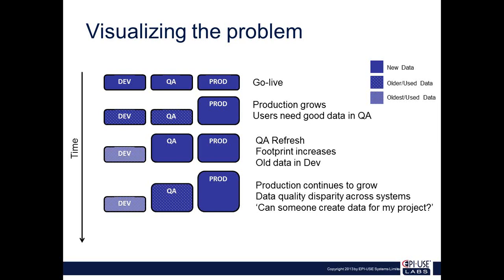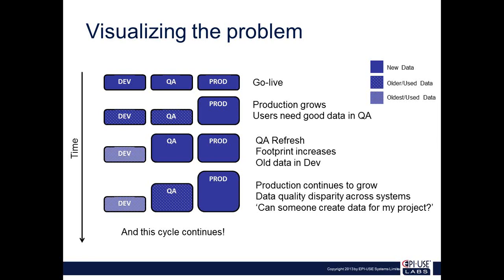So you start getting this data quality disparity across systems. And for all the individual projects, you have the demand from the users. Can someone create data for my project? I don't know if data in this particular client is good enough. Can you create me a new client with production data? So this discussion starts happening again and more frequently. And the hard thing is that this cycle kind of continues, where the solution is, oh, let's do a QA refresh again, and prod continues to grow, and so forth.